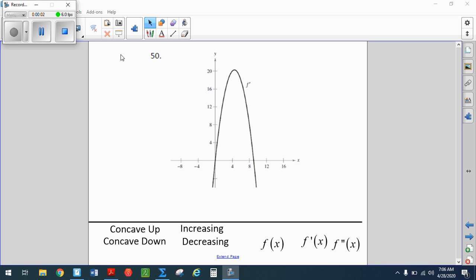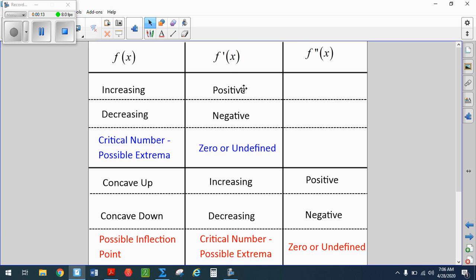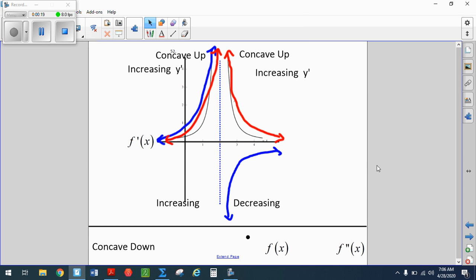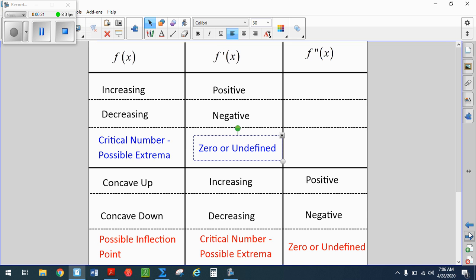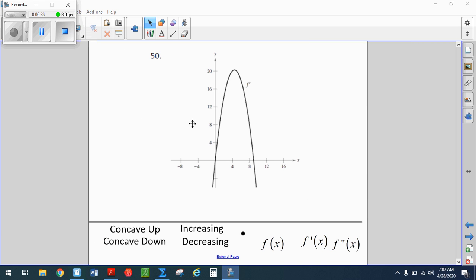All right, for number 50, we are given the derivative graph and asked to find the original function and the second derivative function. So, on the derivative graph, I can see positive and negative values, and I can also see zeros. I have zeros at 0, and maybe that's 9.